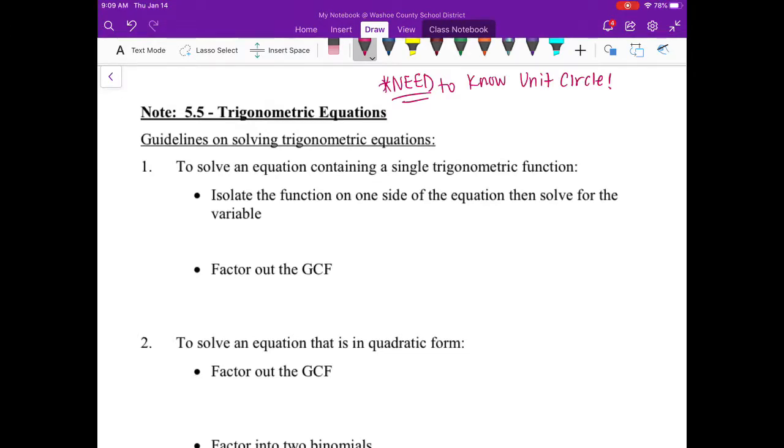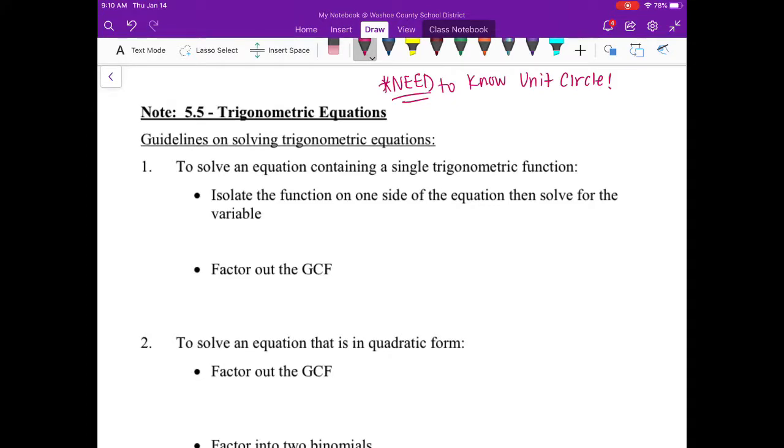I'm going to be walking you through some of those tricks at the beginning, but then we're just going to expect you to know where cosine is square root of 3 over 2, or where sine is square root of 2 over 2, whatever it is. So make sure that you go back and start studying that unit circle, please.